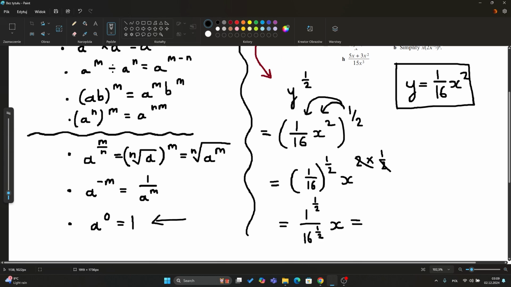Now we're dealing with 16 to the power of a half at the bottom and 1 to the power of a half on the top. And square root of 1 is just 1, and square root of 16 is 4. So the following answer is 1 over 4. I forgot about the x as well, so x will be here, and it will be x over 4.